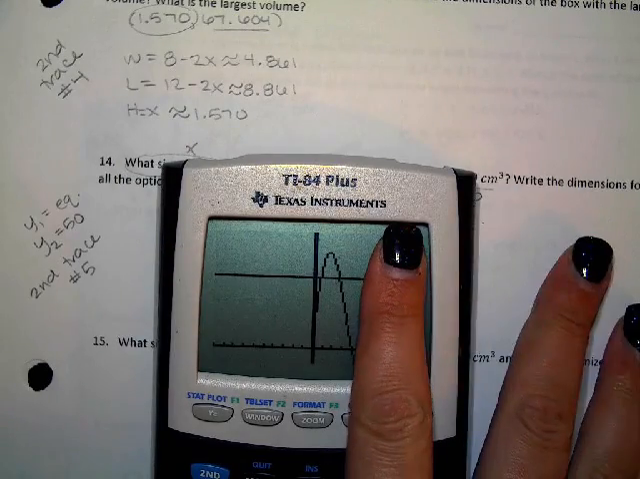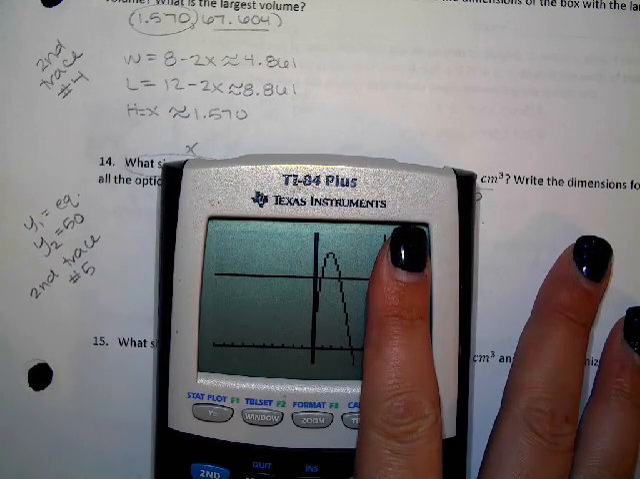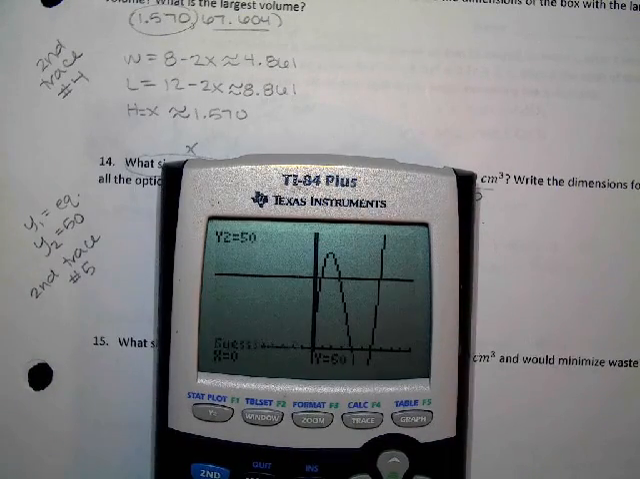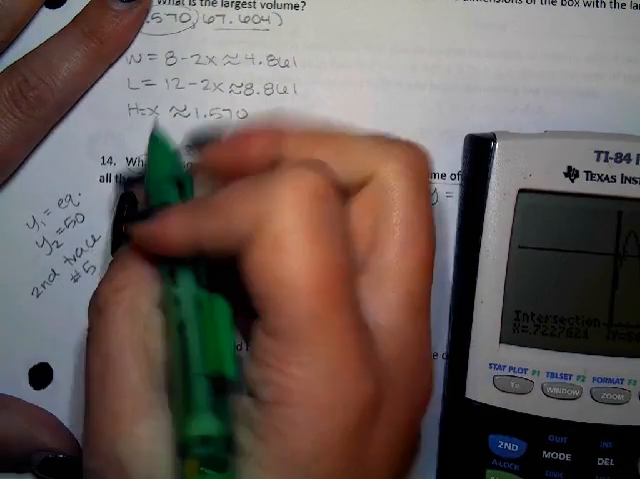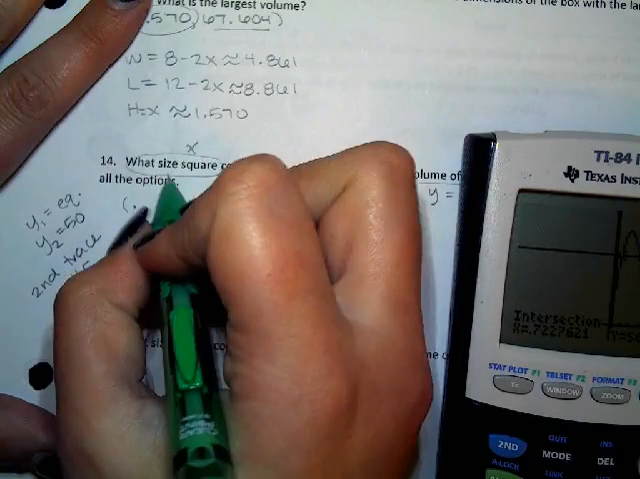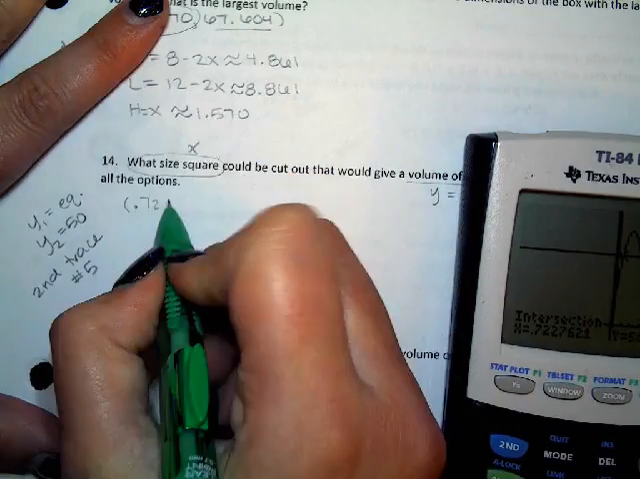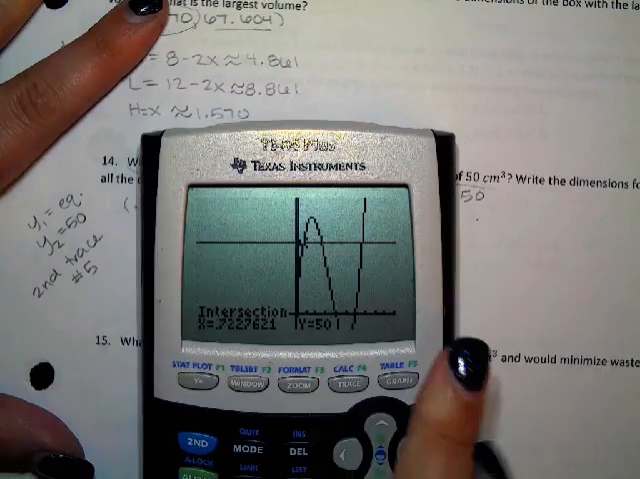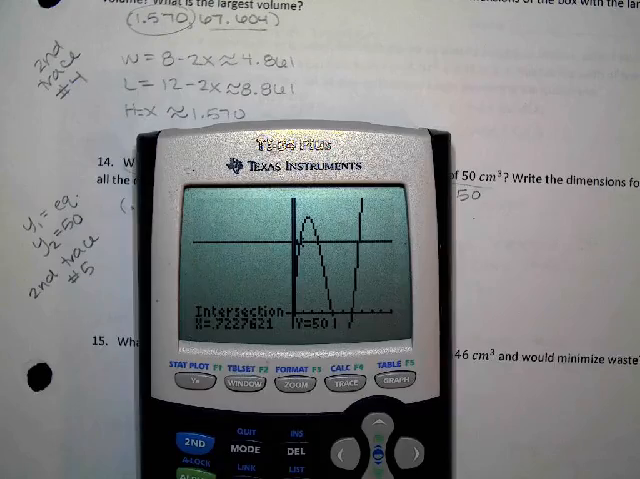All right, so we have 0.723, comma, 50. And before you get rid of that, it says write the dimensions. How are we going to write the dimensions without a headache? That little trick we just did. So we got width, length, height. Width is 8 minus 2x. Length is 12 minus 2x. Height is just x, so we already know the height. We don't even have to plug anything in.